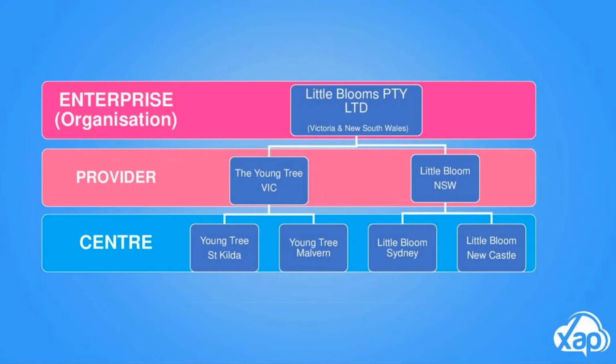So what this means is that you may have an admin team that works at the Young Tree Victoria, so you can set up users in that provider access, and they will have access to the St Kilda and Malvern services as an example, and again for your New South Wales services. You can then break it down even further, so you'll have the centre access. So Young Tree, and any users will just be able to access that one service there. So what we're going to do now, I am going to jump into the software and just show you.